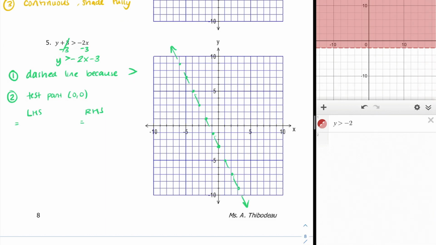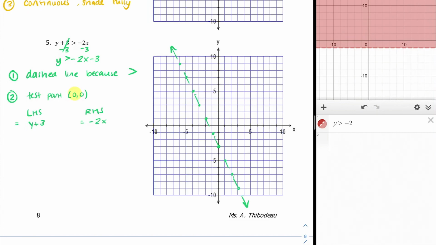Left-hand side, I like to use my original equation, so I like to use the y plus 3 version, but you could totally use your rearranged version as well. So you could use the OG one, or you could use this one when determining the left-hand side and the right-hand side. I personally am a fan of using the original just so that if I made any mistakes down the road, at least I could pick the right side to shade. But again, up to you.